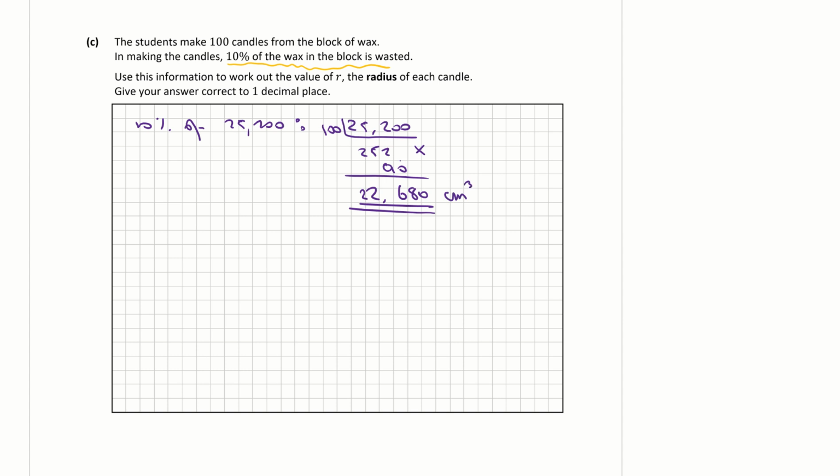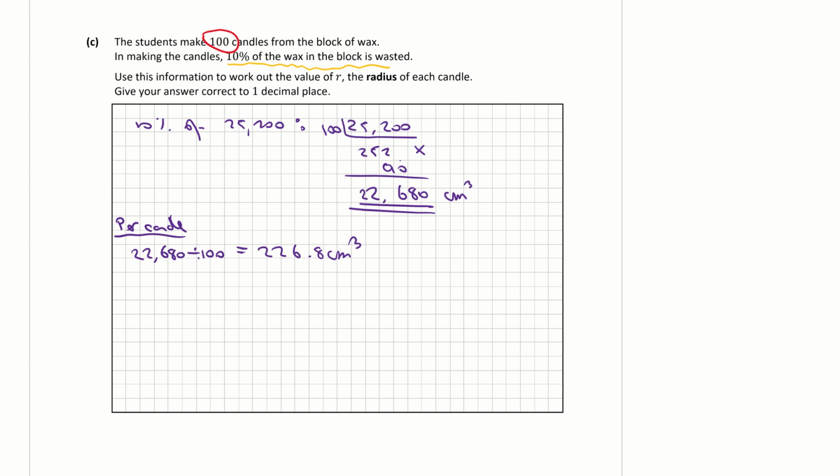The question then also says that the students make 100 candles. The question though wants us to get the radius of each candle. So let's narrow this down to how much wax I need for one candle. So per candle, I need to take my 22,680 and divide that by 100. Now I could have divided by 100 first and then found the 10%. It's the same thing. So that's getting me 226.8 centimeters cubed per candle.